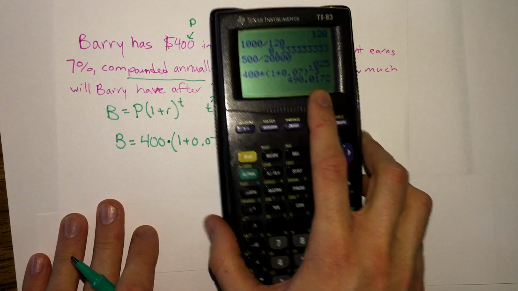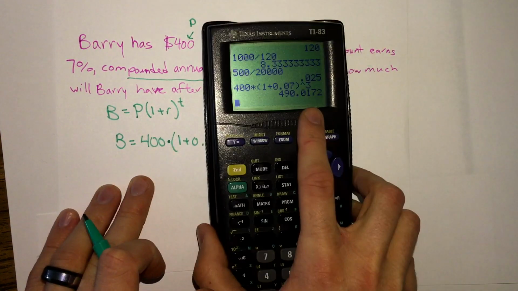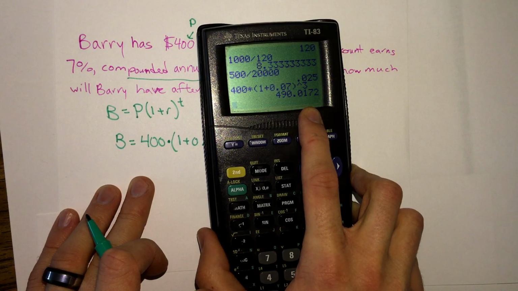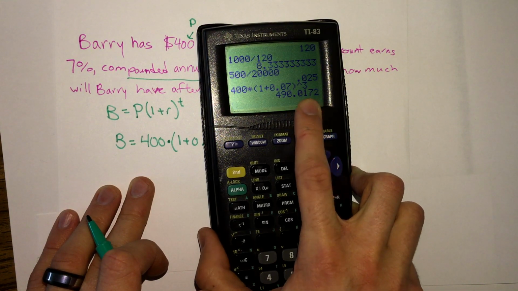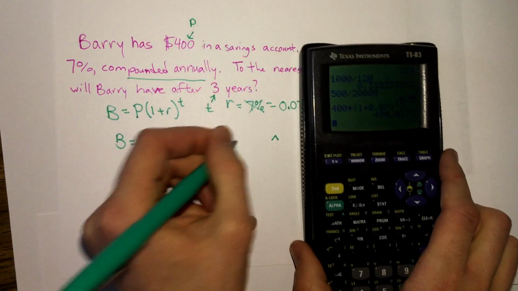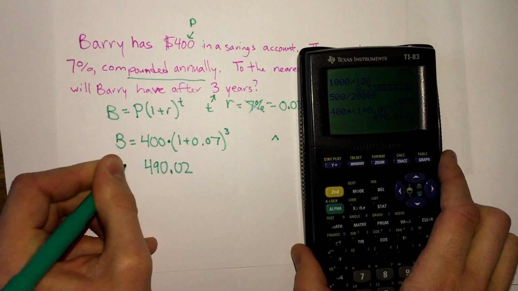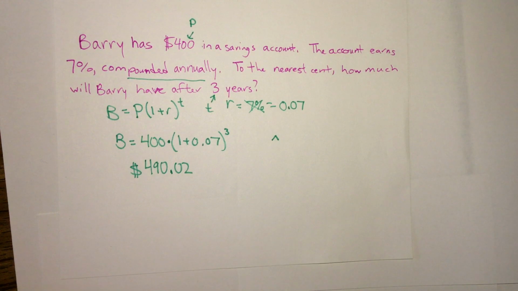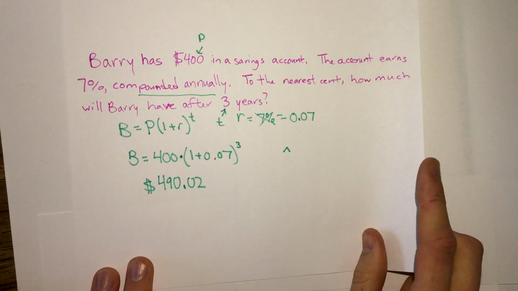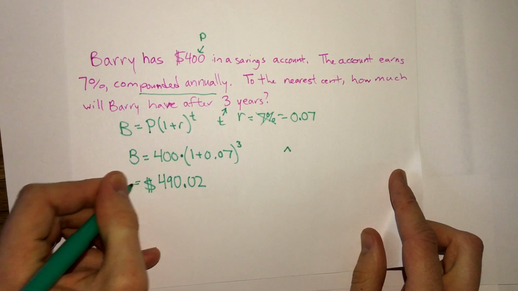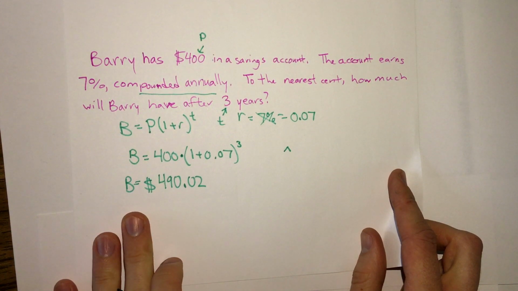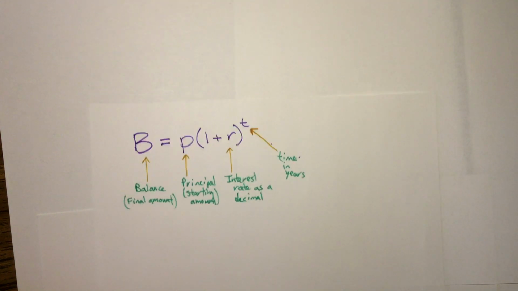490.0172. It's money. They tell us to round to the nearest cent. So 490, and the 7 tells us we'll round up to 2 cents. So $490.02. So this is what we do to get a money amount from compound interest.